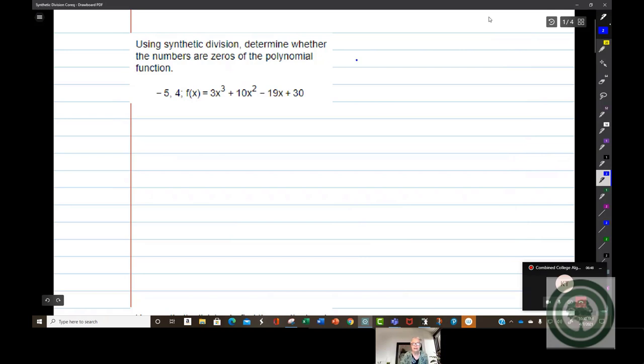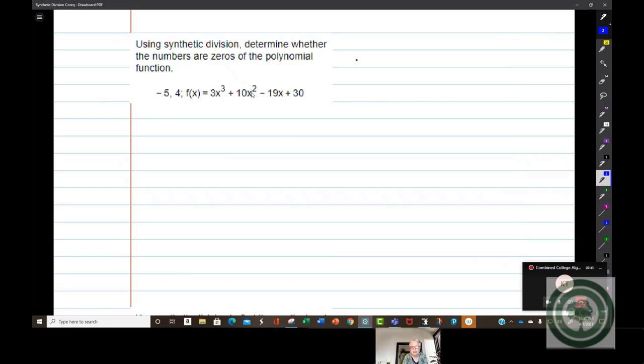There we are. We are using synthetic division. And then tomorrow we're going to use it, I mean, we're going to really use it to solve a rather complicated problem. But right now, we're going to use synthetic division to find out if these two numbers, -5 and 4, are really zeros of this function, f of x equals 3x³ plus 10x squared minus 19x plus 30.